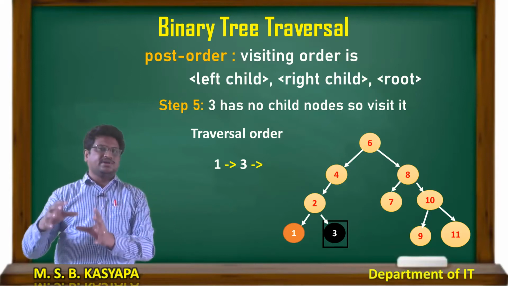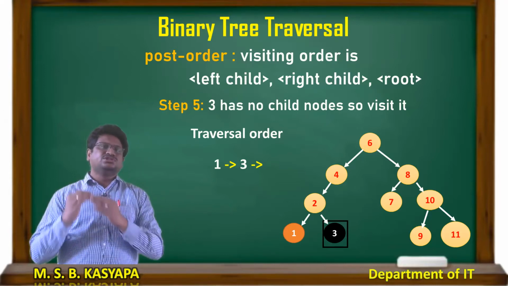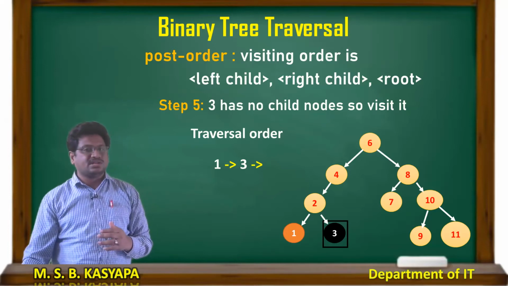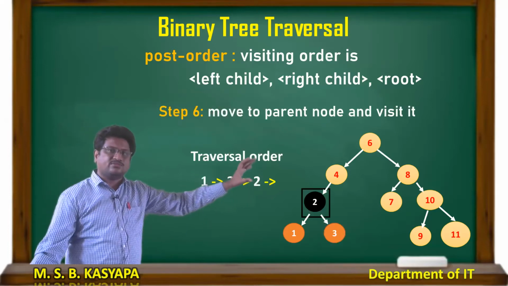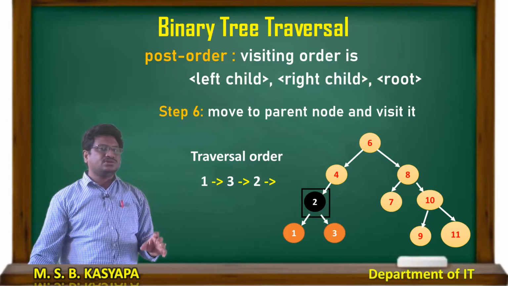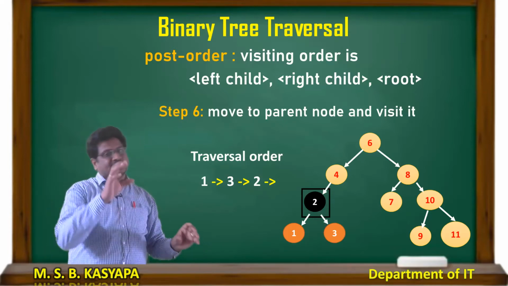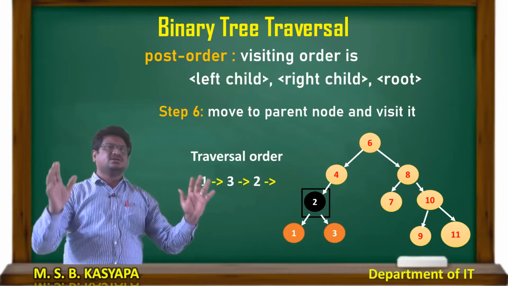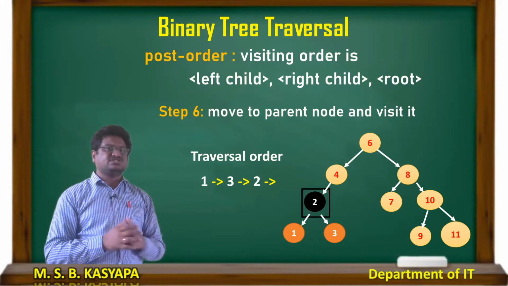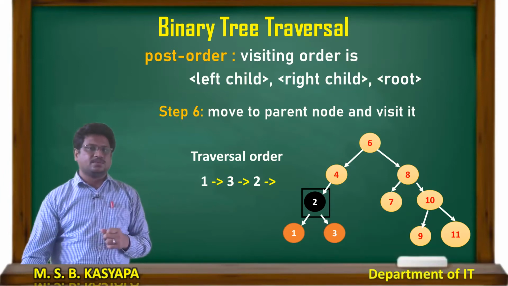Okay, 3 is completed. Then I am moving from 3 to the parent node. What is 3's parent node? 2. Now I have moved to 2. If you check 2's left subchild and right subchild, both are visited. So I can visit 2. Now I have visited 2.